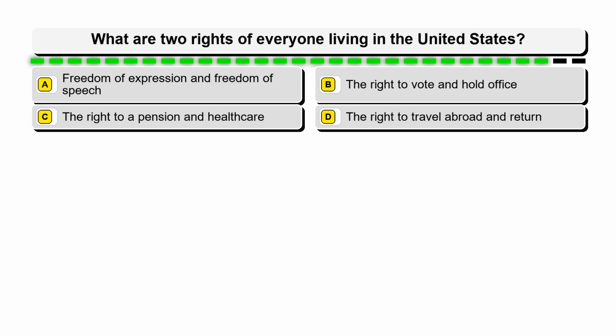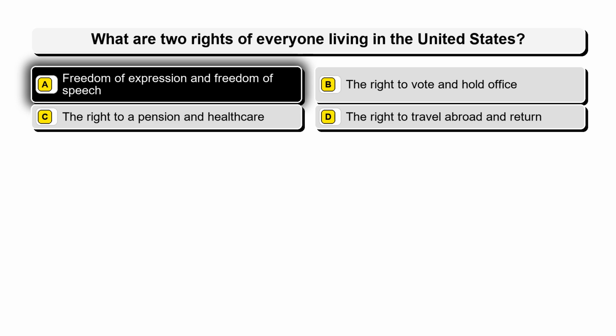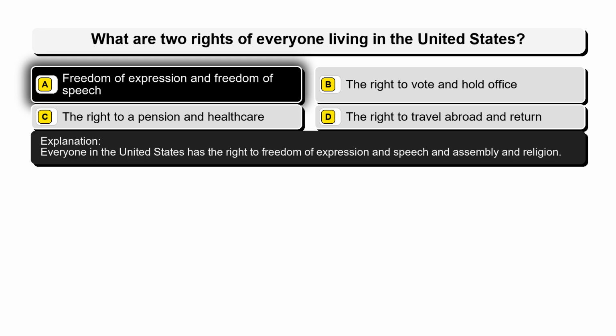Question 124. What are two rights of everyone living in the United States? Option A, freedom of expression and freedom of speech. Option B, the right to vote and hold office. Option C, the right to a pension and health care. Option D, the right to travel abroad and return. The correct answer is option A, freedom of expression and freedom of speech. Everyone in the United States has the right to freedom of expression and speech and assembly and religion.